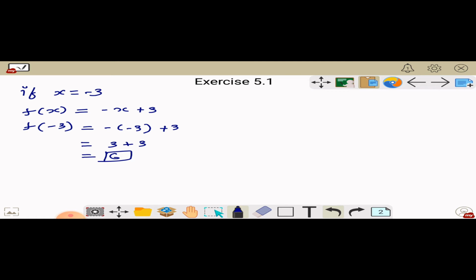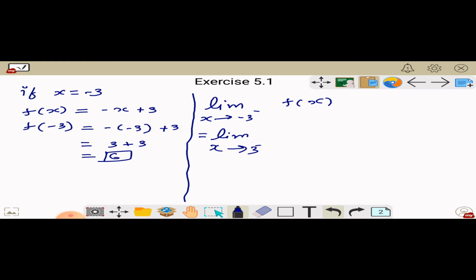Now let us find the left and right limit. So limit x tends to minus 3 minus, that means the left limit, f of x is equal to limit x tends to minus 3 of minus x plus 3, which is equal to minus of minus 3 plus 3, which is equal to 3 plus 3, which is equal to 6.